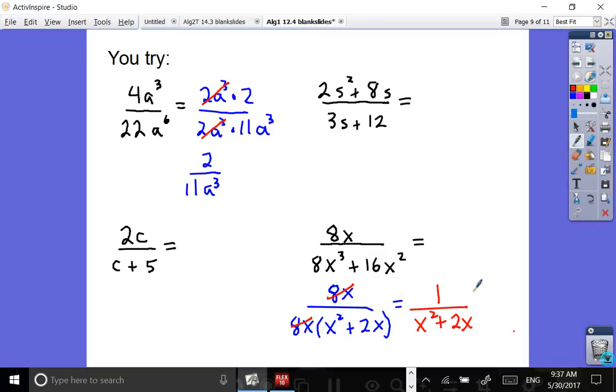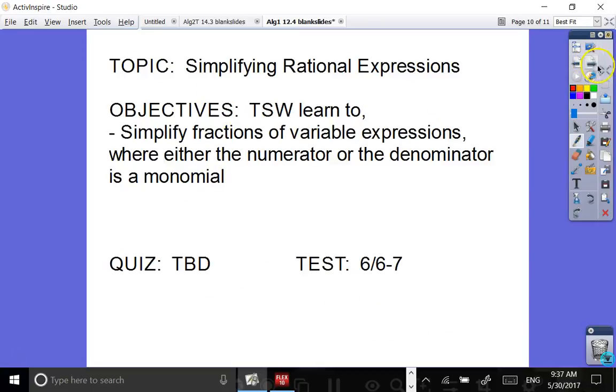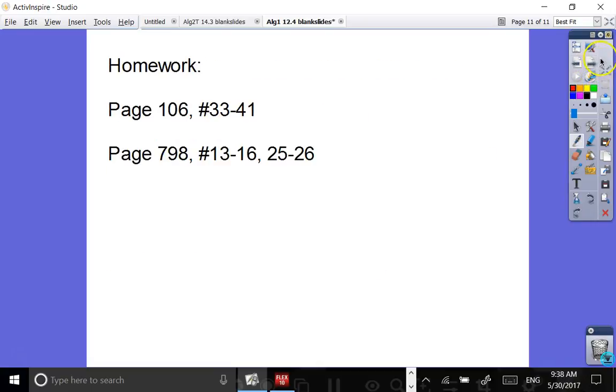So these two were not factorable. Okay, that's the homework.